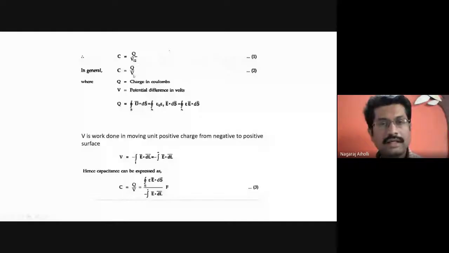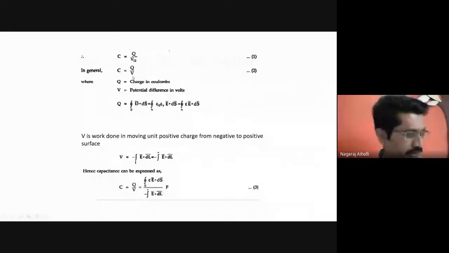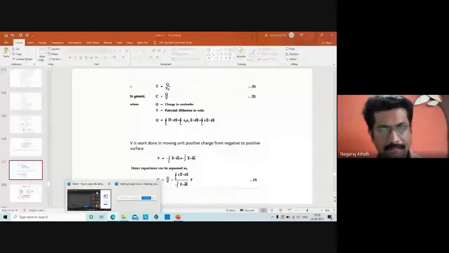Then the value of capacitance is C is equal to Q by V12. Sir, your voice is breaking. Okay, one minute, just a minute, friends.